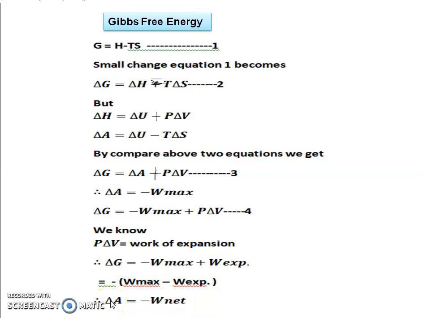Therefore, the decrease in Gibbs free energy of a process at constant temperature and pressure is equal to the net work which can be obtained from the system. It is therefore known as the net work function.